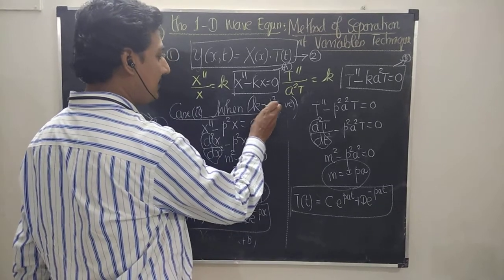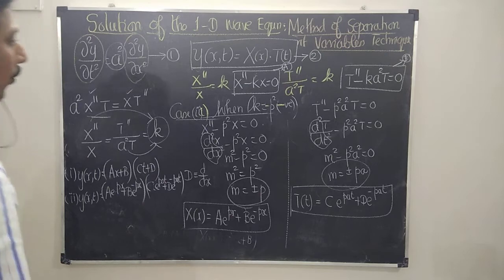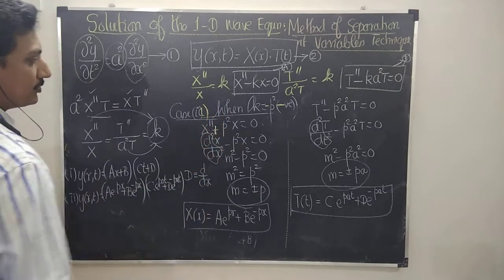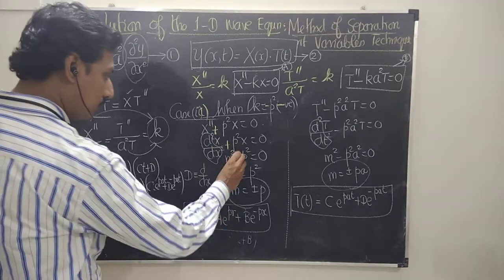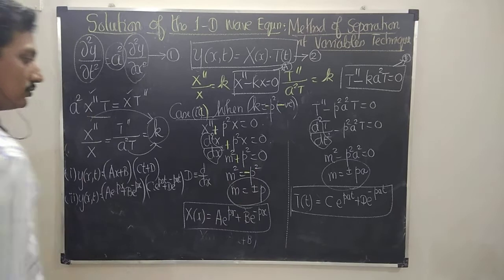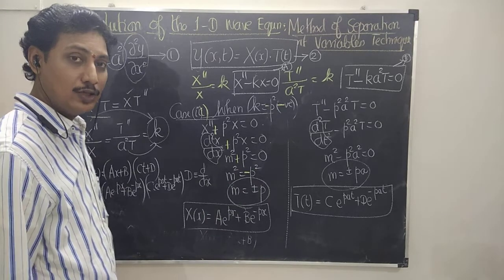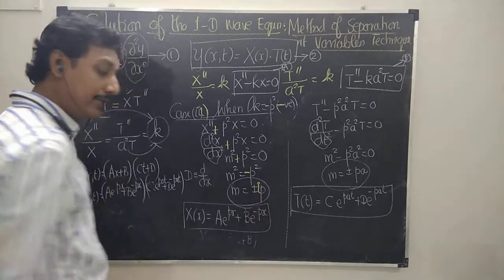So let us use the minus sign. So the case number 3, when K is negative, what happened? X double dash minus or plus p squared, so this is p squared, this is minus. So m squared is equal to minus p squared. So m is equal to plus or minus square root of minus p squared, otherwise plus or minus ip.